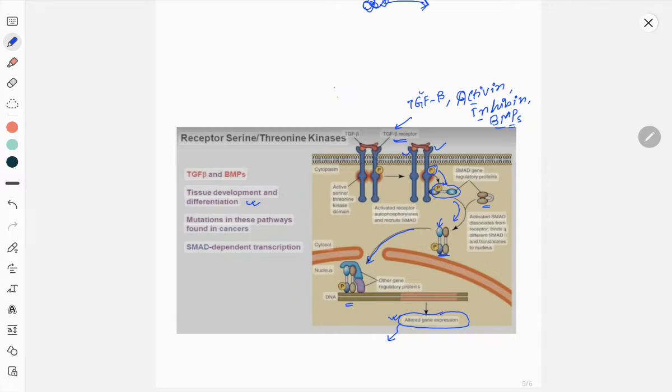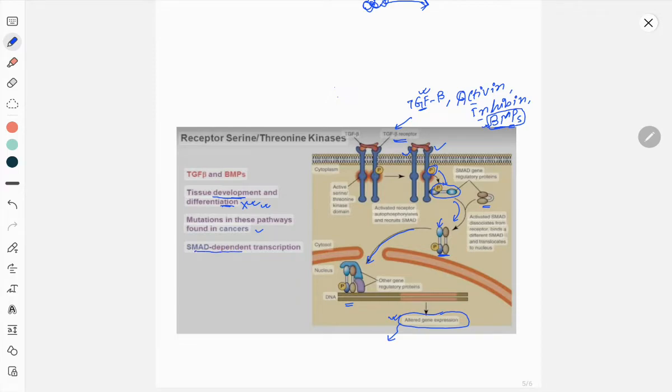You guys know that TGF beta is for tissue development and differentiation because it is a growth factor. Bone morphogenic protein is also a type of growth factor. Mutation of this pathway leads to cancer. Why? Because this is for tissue development and differentiation. If this gets mutated, then differentiation will not happen. Immature cells like cancer cells will develop and tissue development will also not happen.